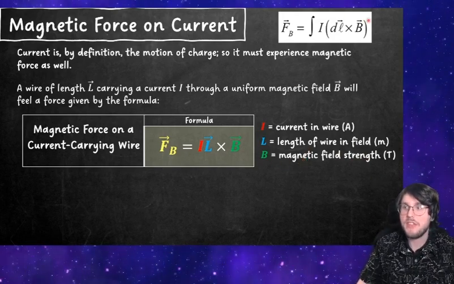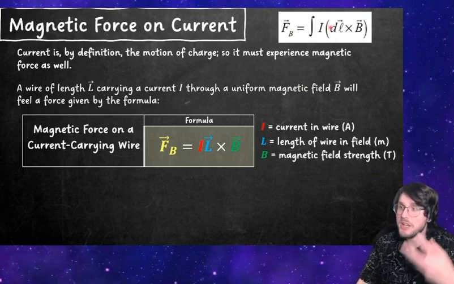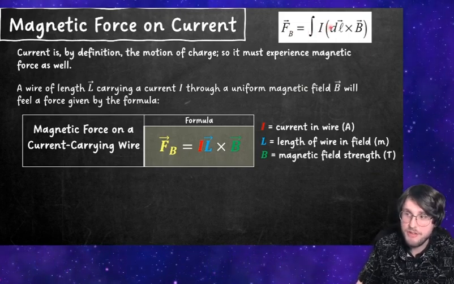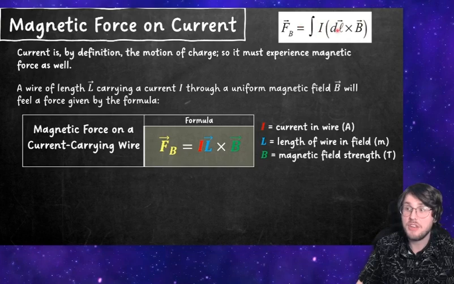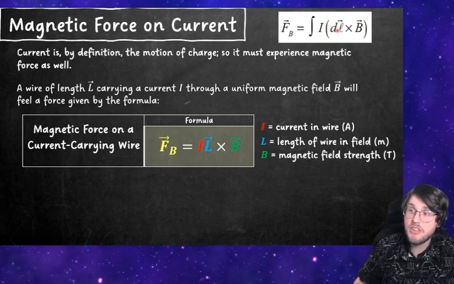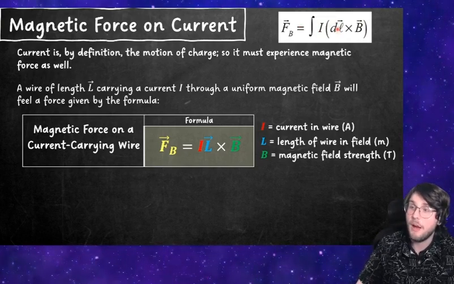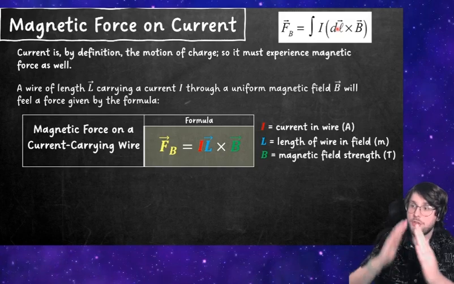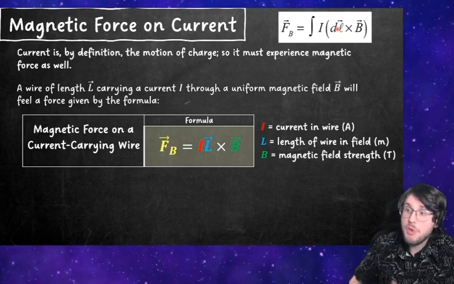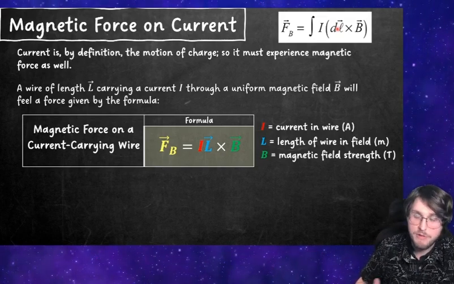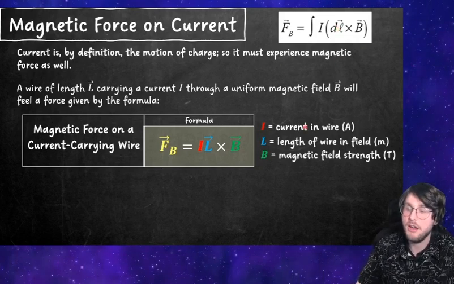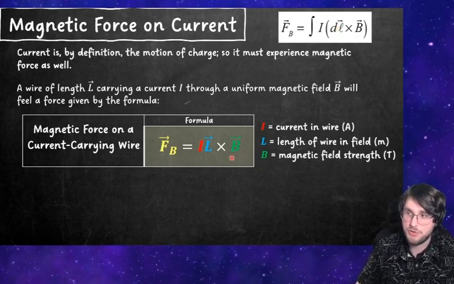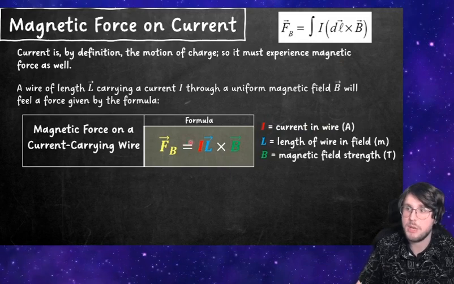Now it's worth noting that the equation I have at the top of the slide here is the one given to you on the AP Physics C formula sheet. Note that this one has an integral form, and that's for specific scenarios in which the magnetic field strength is changing through the length of the wire. I'll give a few examples of that in later videos, but for this one, we're just going to focus on assuming that the magnetic field strength is uniform, in which case we can use this form.